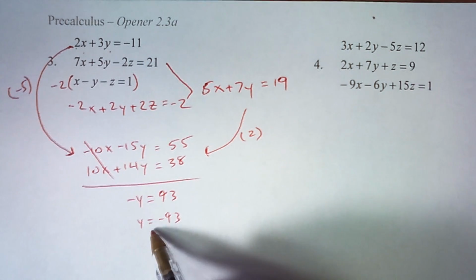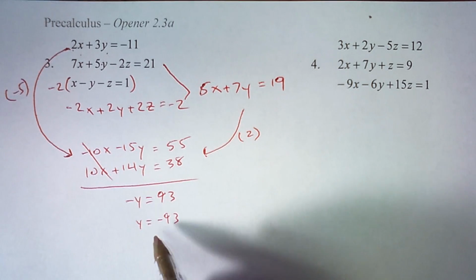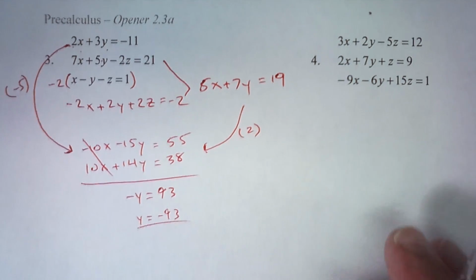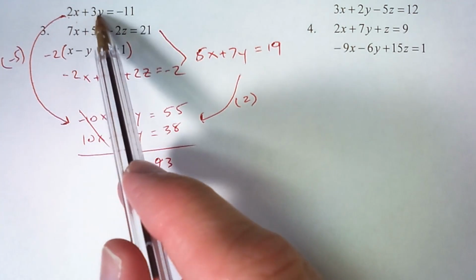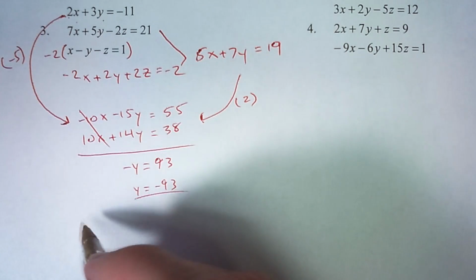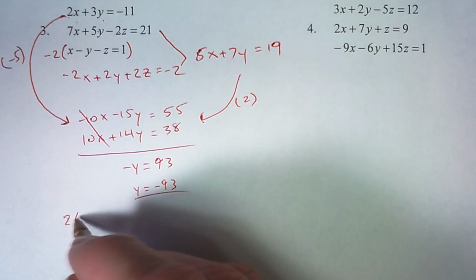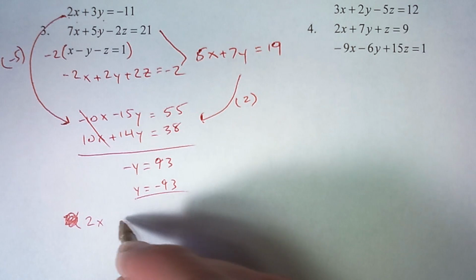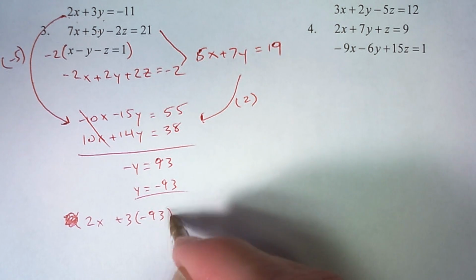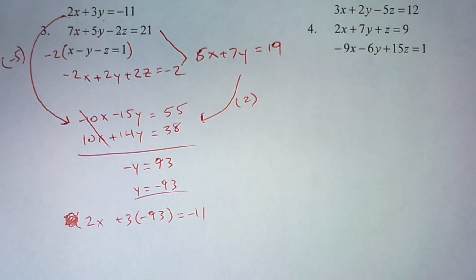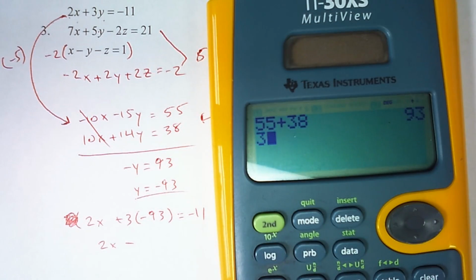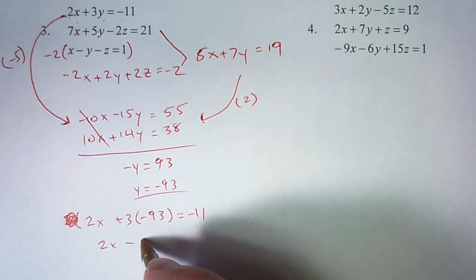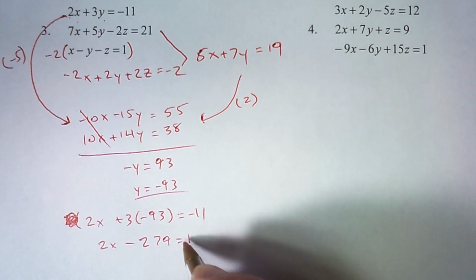And I know sometimes we get numbers like this, and we're like, oh, that's huge, that can't be right. But let's just hang on and see how it works out from here. Okay, so I'm going to take that negative 93 and substitute it into this original equation. So I've got 2x plus 3 times negative 93 equals negative 11. Okay, so that's 2x minus, and then I've got 3 times negative 93 is 279, so minus 279 equals negative 11.